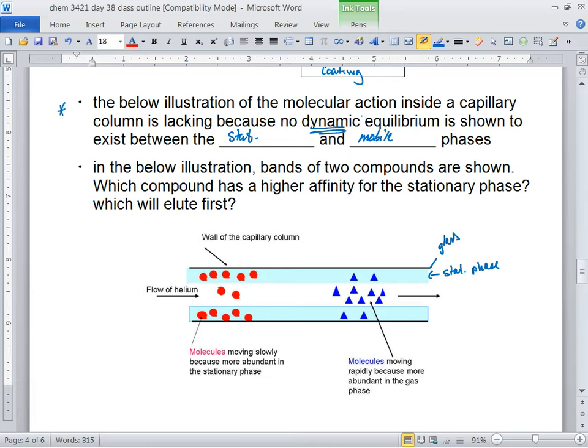But in the below illustration, bands of two compounds are shown. So you've got red molecules and you've got another analyte with blue triangles. Which compound would you say, Monica, has a higher affinity for the stationary phase?